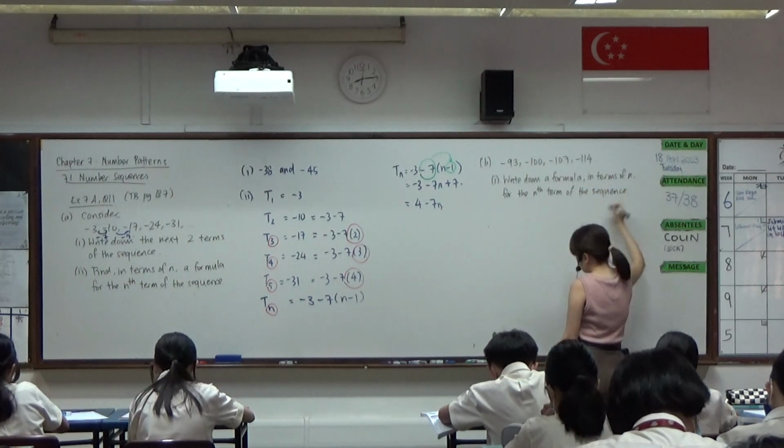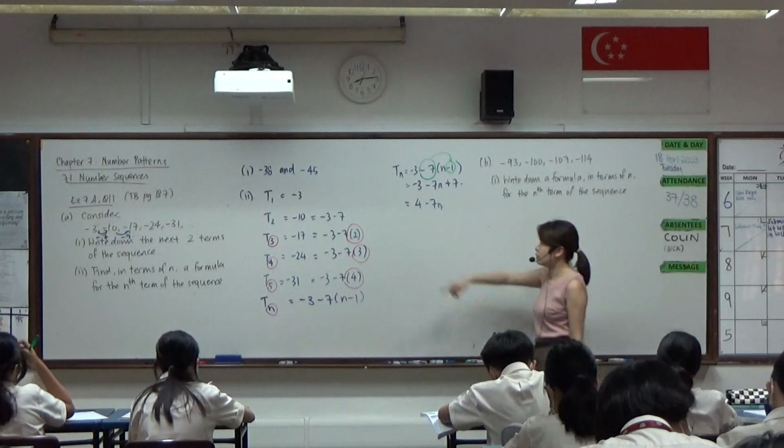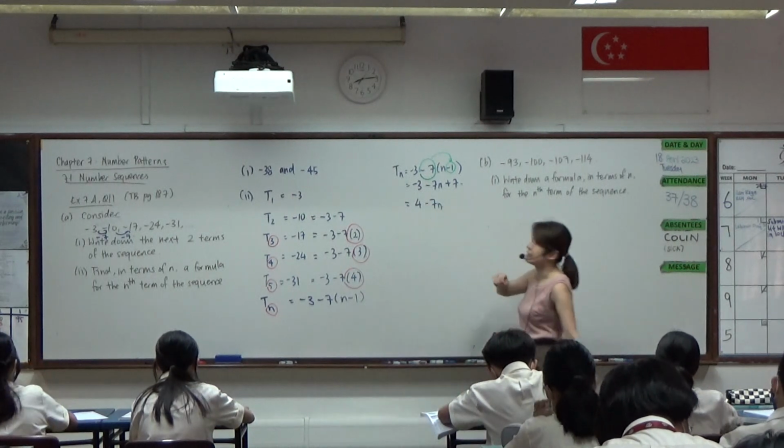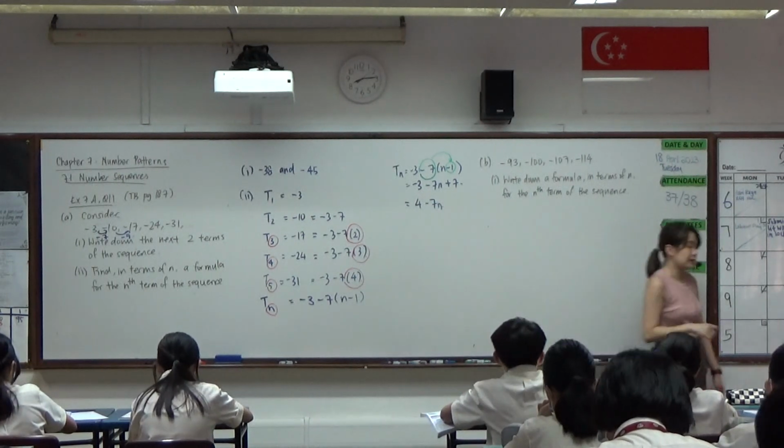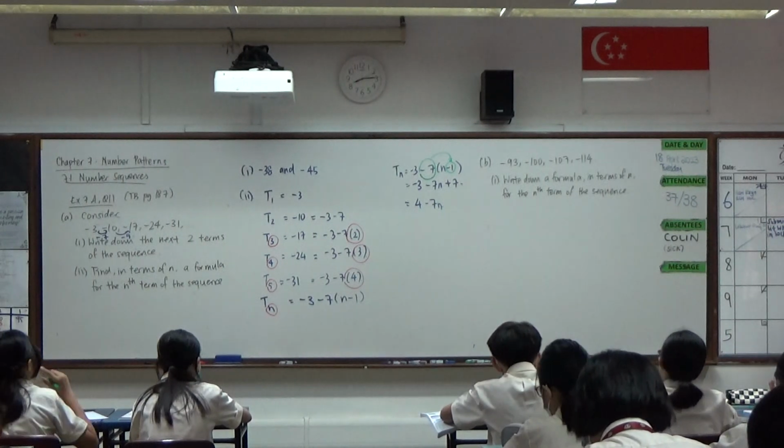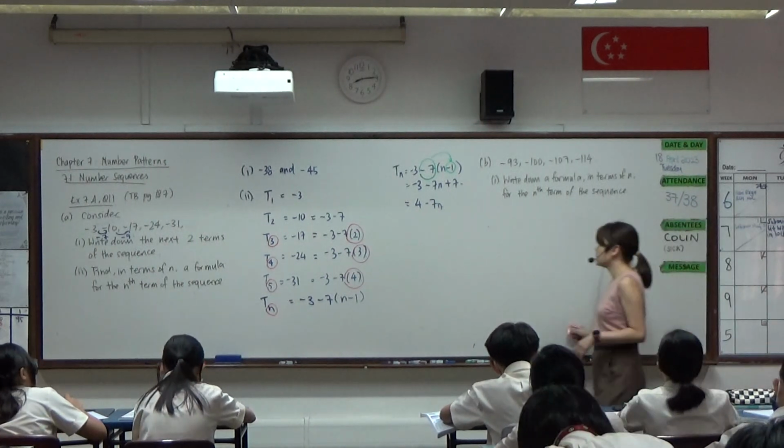So I want you to take about 2 minutes, do the same thing, figure out what is the nth term. I set my timer to 2 minutes. Can you please do that inside your notebook right now?